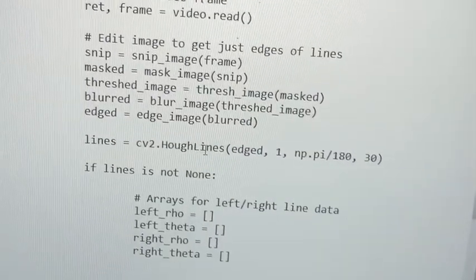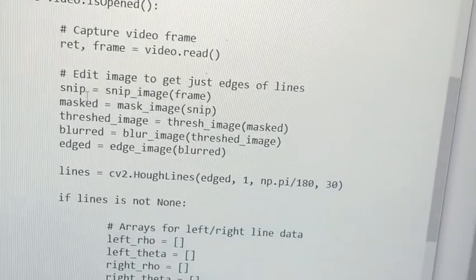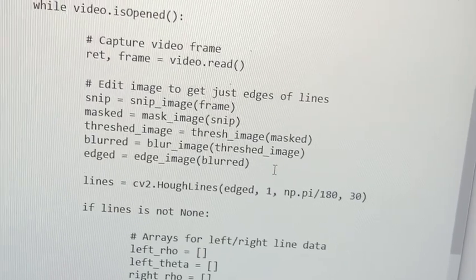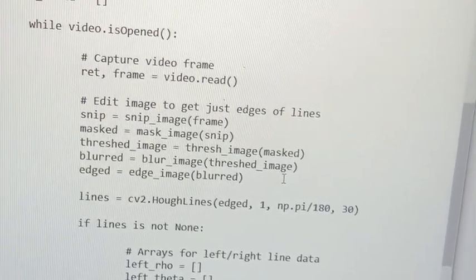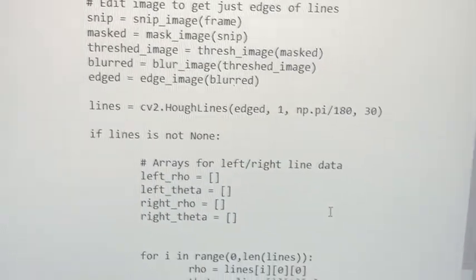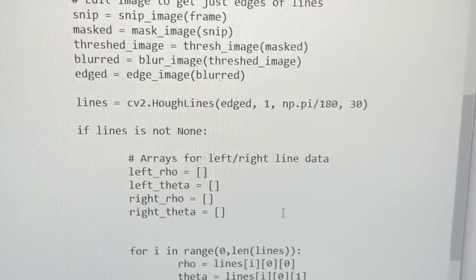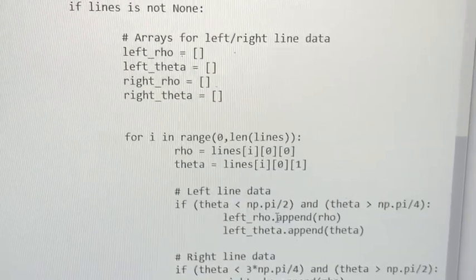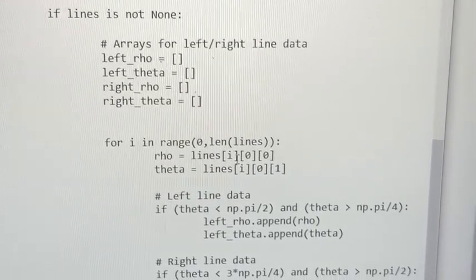The algorithm basically works by taking the initial frame from the video and then doing a series of edits to get it to a point where it's just edges of the road lines that remain. There's sometimes still some artifacts of other things from the image, but for the most part, it actually is able to just detect mainly the lines.